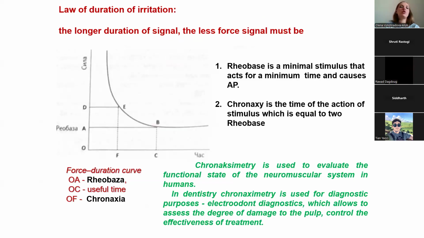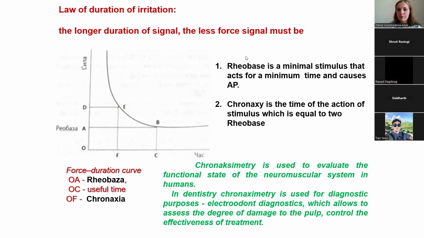Also, we have the law of duration of irritation. The longer the duration of the signal, the less force the signal must have. If the signal lasts a longer period, we can use less amplitude of impulse. It is named chronaximetry, and it is often used by neurologists for rehabilitation, to evaluate the functional state of the neuromuscular system in people.